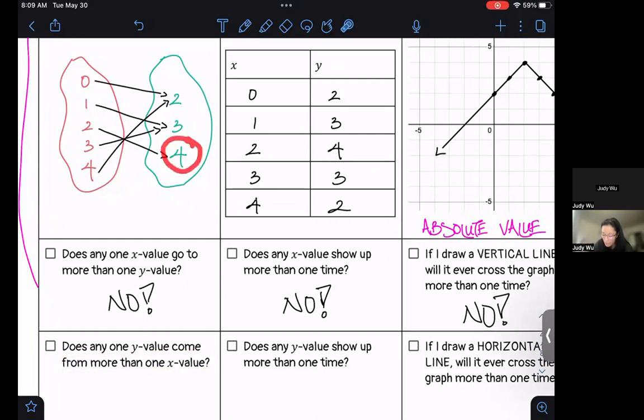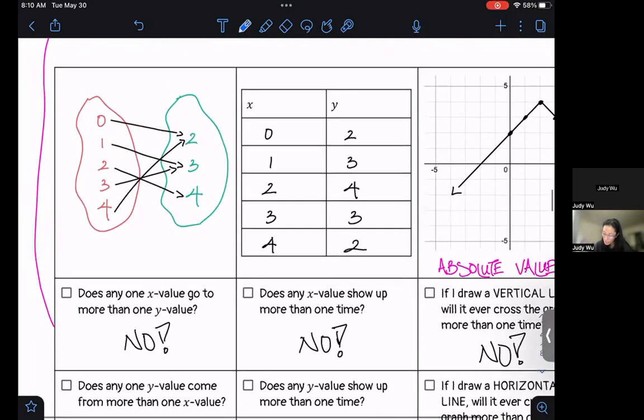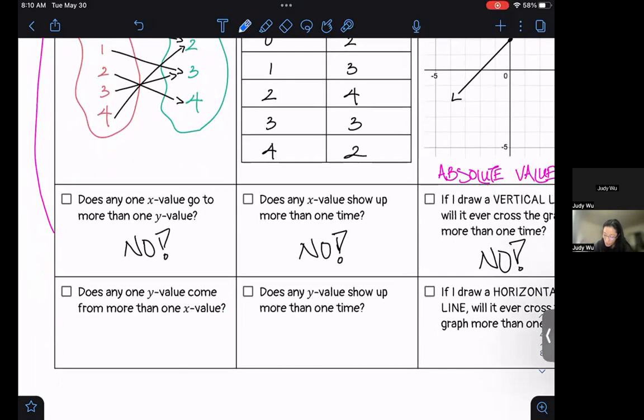Now 4 only has one arrow going into it, but 3 actually comes from 3 and 1. And 2 actually comes from 4 and 0. All right. So does any one y value come from more than one x value? Yes. Actually, we have a few examples of that.